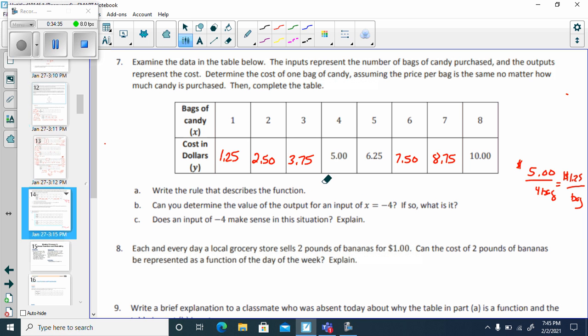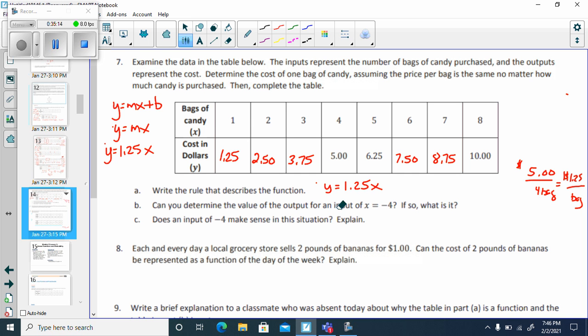Write the rule that describes the function. We start with y is equal to mx plus b, right? At 0 bags, this would be 0. So we know plus 0 gives us nothing. So we're just down to y is equal to mx. And our slope, our rate of change, is $1.25. That's what it's going up each time. The cost is $1.25 times the number of bags. Y is equal to $1.25 times the number of bags.